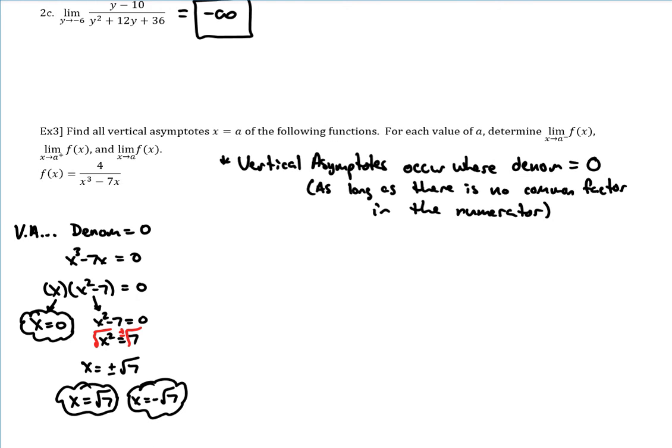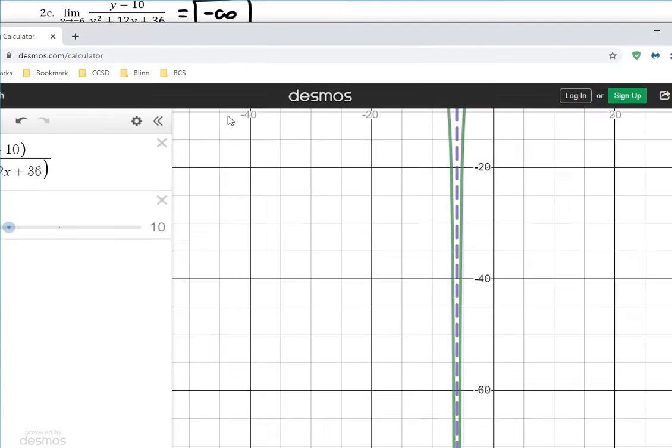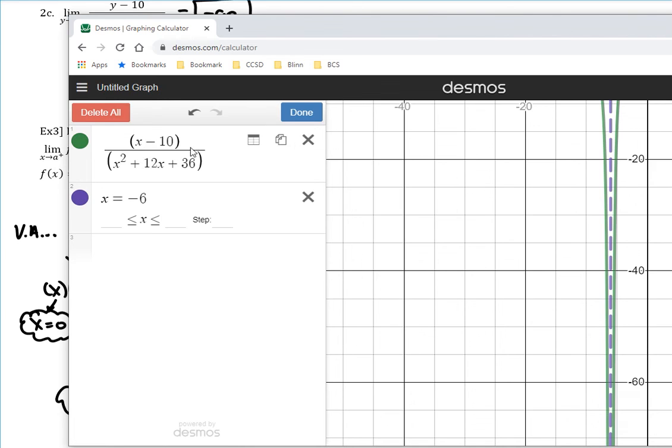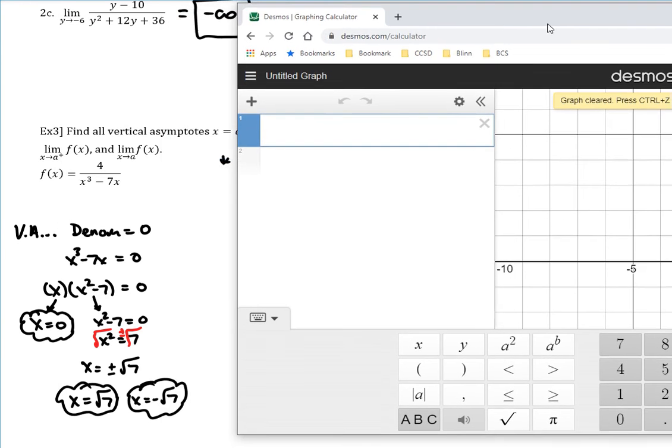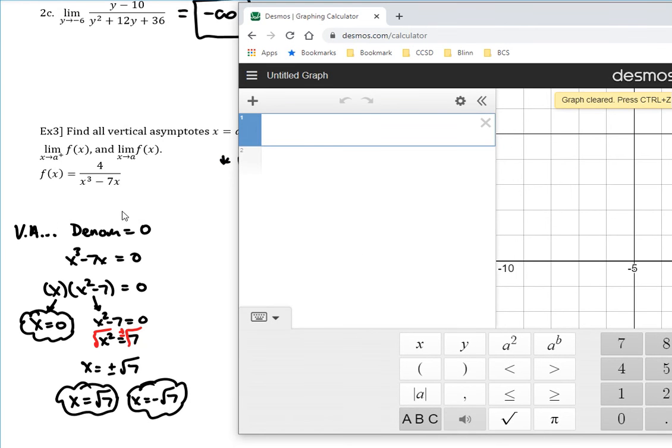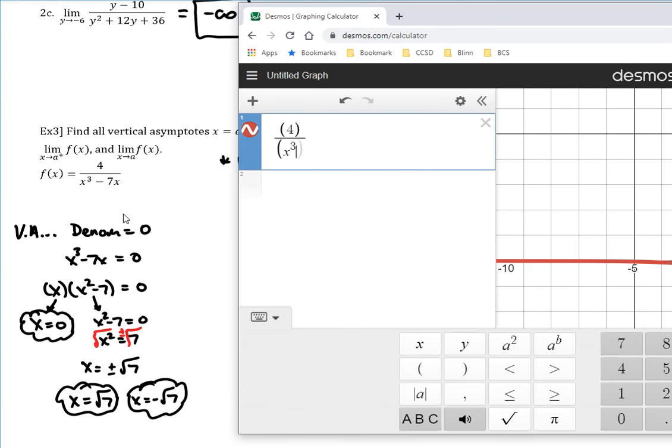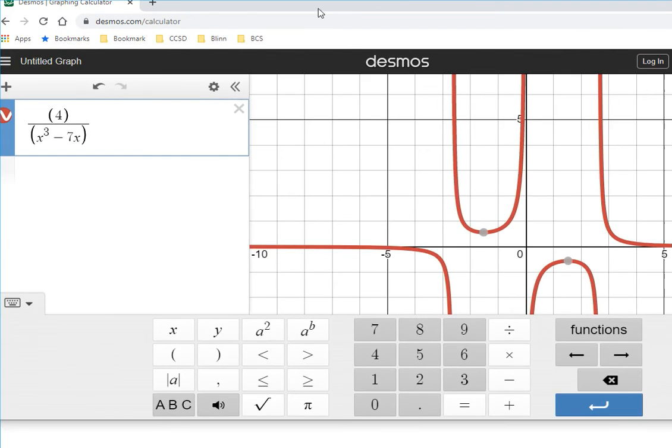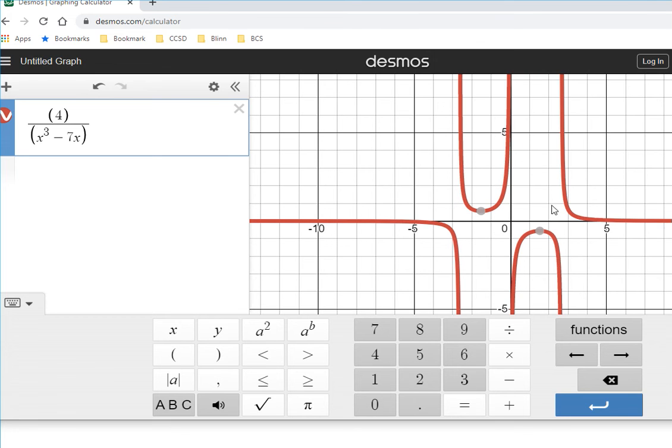Either the other way we could do this, so the square roots are important in case it's some weird number like they are. But we could also, again, use our calculator. Let's graph it. Okay, I'm going to delete all again. Okay, and then let's plug that in. So I have 4 divided by x cubed minus 7x. And then with this, we could start to see those vertical asymptotes.